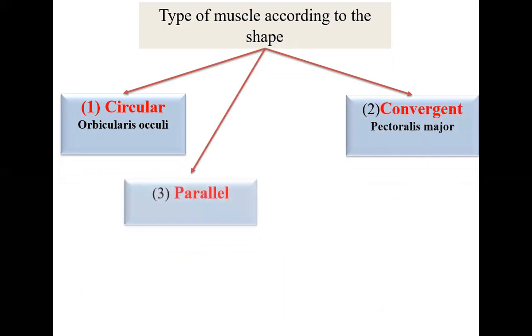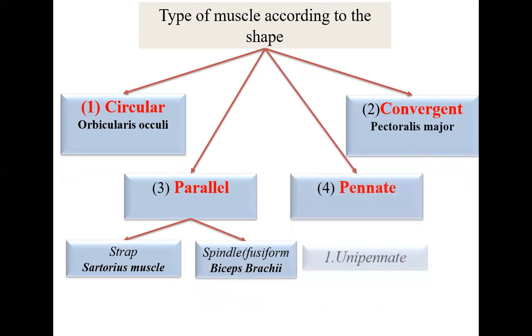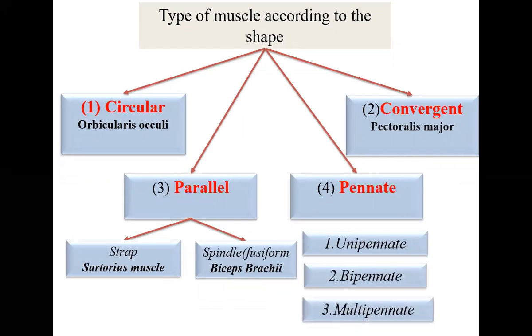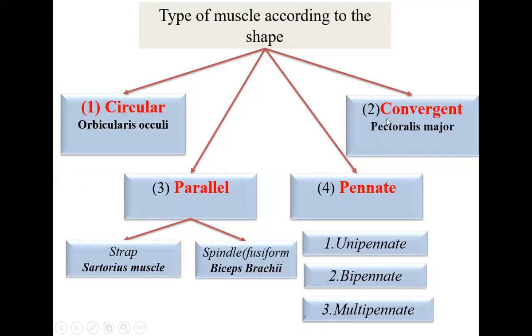Now coming to the types of muscles according to the shape. What are the different types of muscles according to the shape? There are different types. One is the circular type, where the muscles will be circular. One example is the orbicularis oculi. Around the oral cavity there will be muscles which form the upper and lower lip. So this is called the orbicularis oculi.